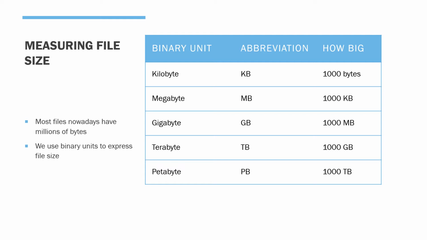We use binary units to express file size, and here are the main binary units: kilobyte, megabyte, gigabyte, terabyte, and petabyte. Each one is 1,000 times bigger than the other. In the past, variations on these units were used that were 1,024 times bigger, but we don't use those anymore. This is the current universal standard.